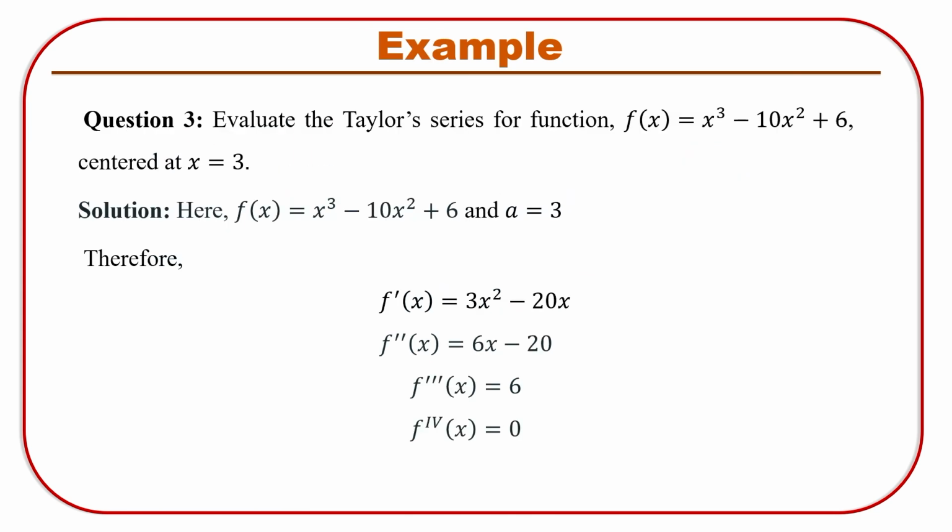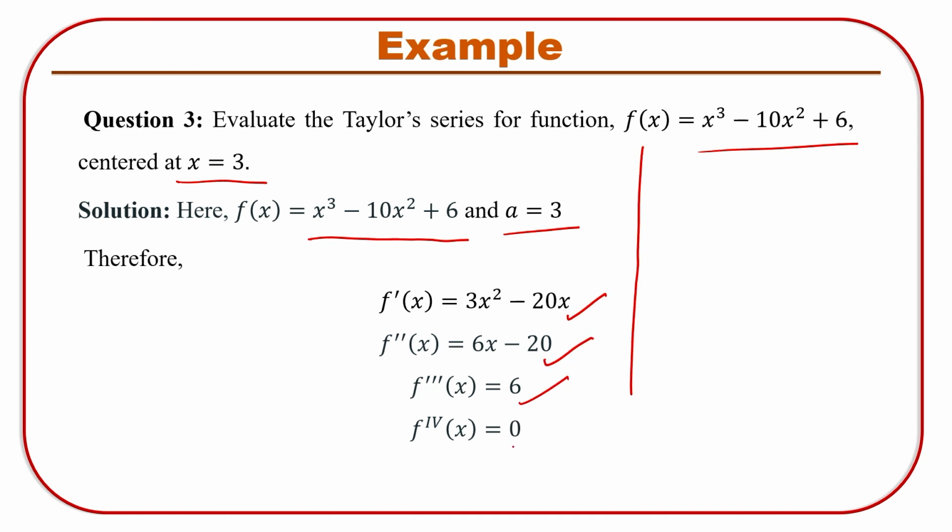Now, look at question number 3, which says evaluate the Taylor series for the function f(x) equal to x cube minus 10x square plus 6, centered at x equal to 3. So, since f(x) equals x cube minus 10x square plus 6 and a equal to 3, find out f dash of x. So, f dash of x, f double dash of a, f triple dash, and f fourth onwards is going to be 0, right.